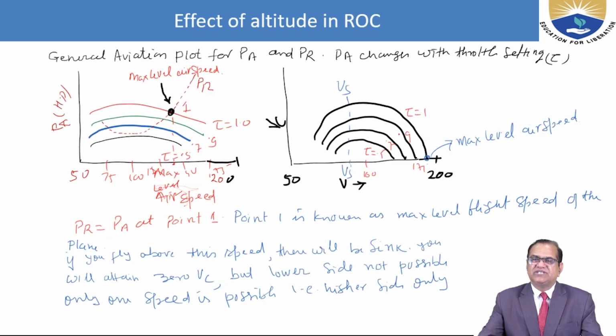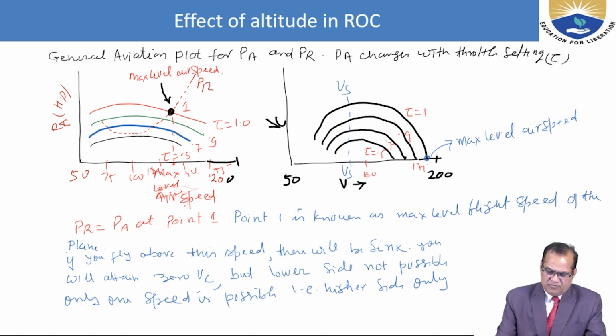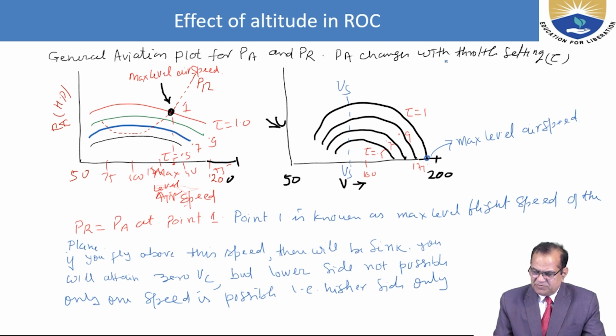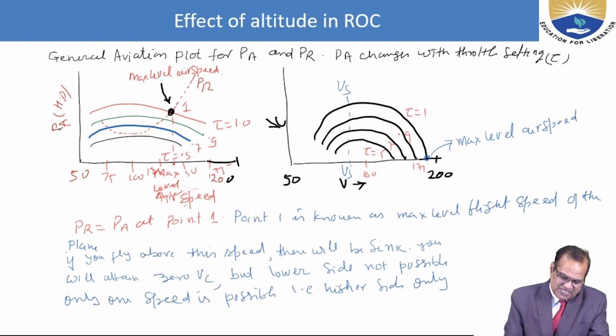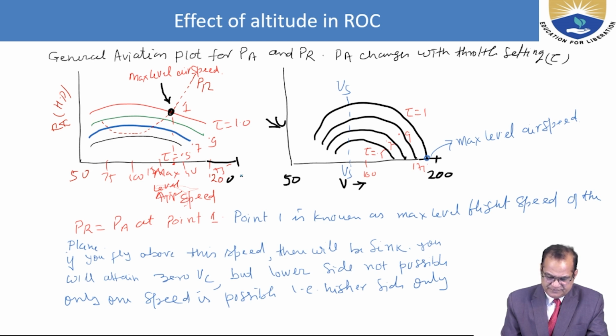Effect of altitude on rate of climb. So the general aviation plot for PA and PR: PA changes with throttle setting tau. If you see here, PA in horsepower, and here is speed: 50, 75, 100 up to 200. This dotted line here is the power required, and these lines are the power available at different throttle settings.